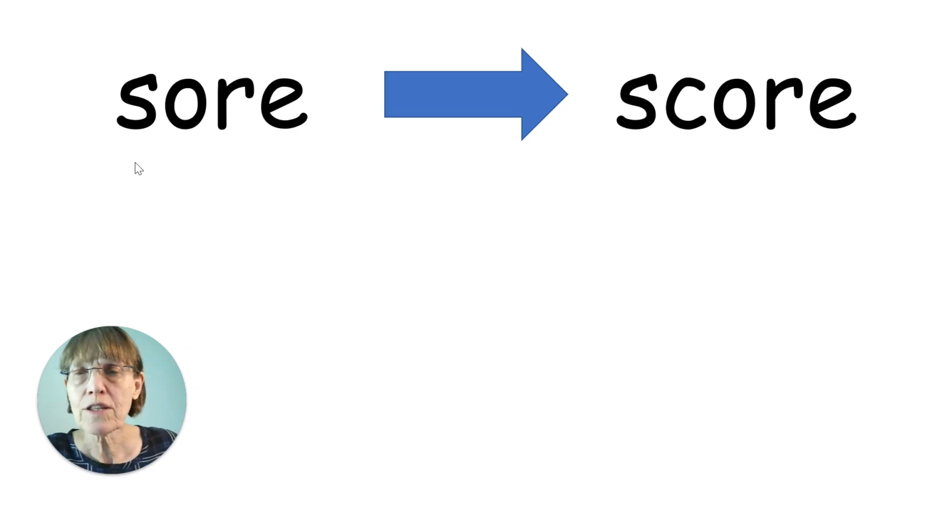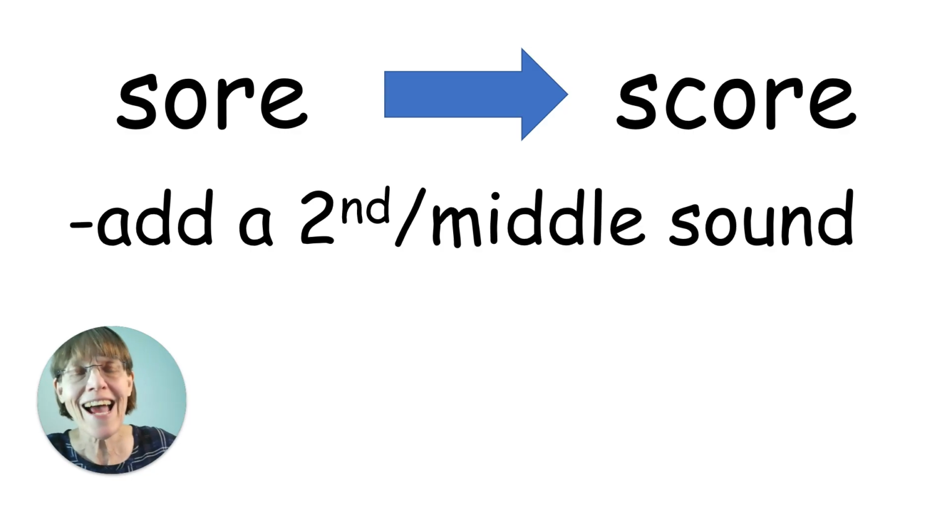Here we start with the word s, or. Only two sounds. 4 letters, but only two sounds. S, or. But over here, we now have a blend, sk, 2 consonants, and then a or, a vowel, score. So what did we do? We added a second or middle sound.